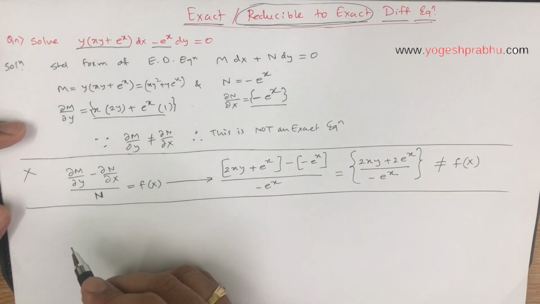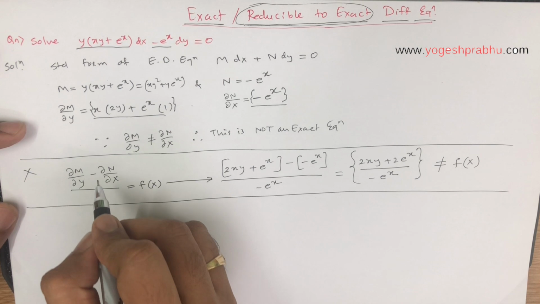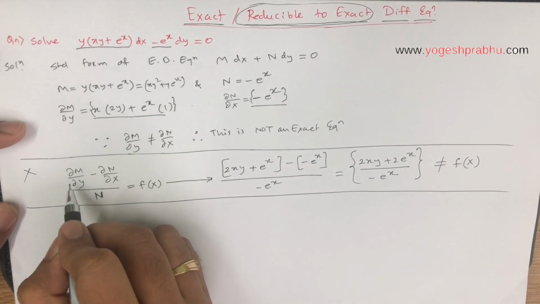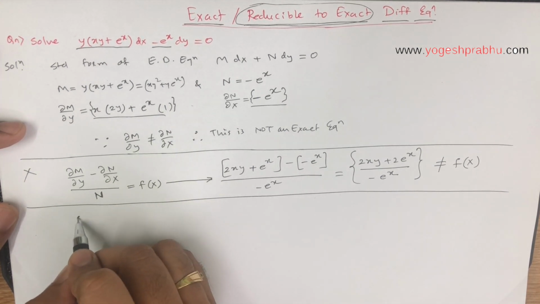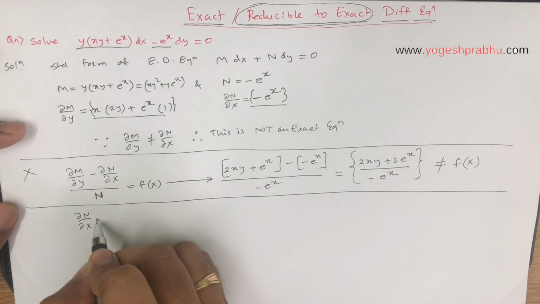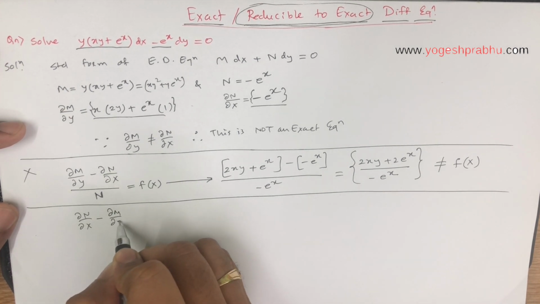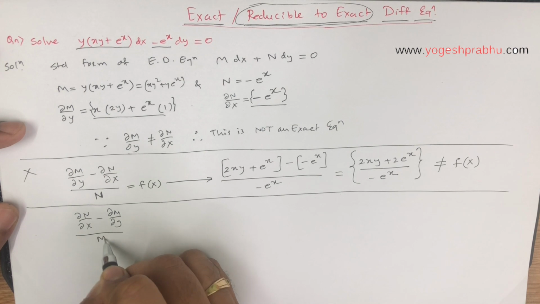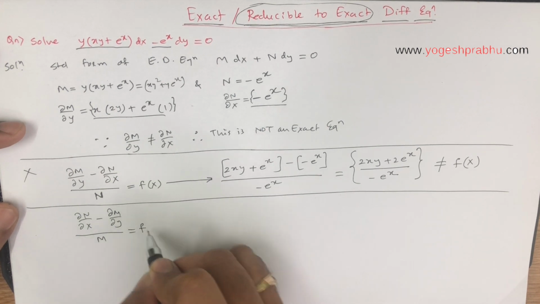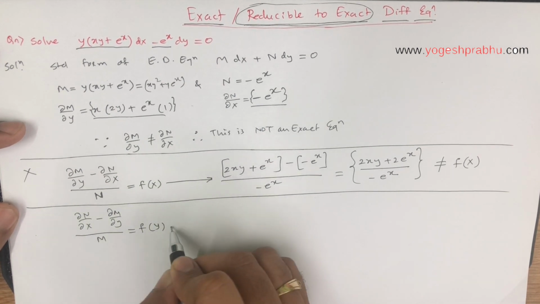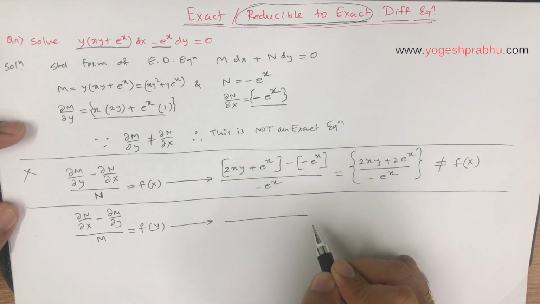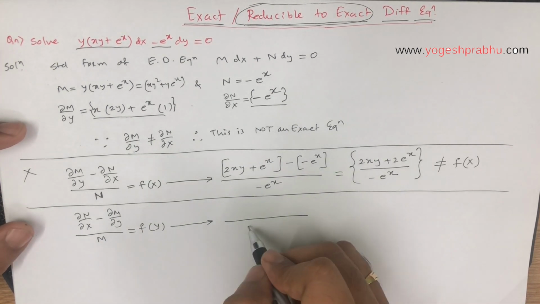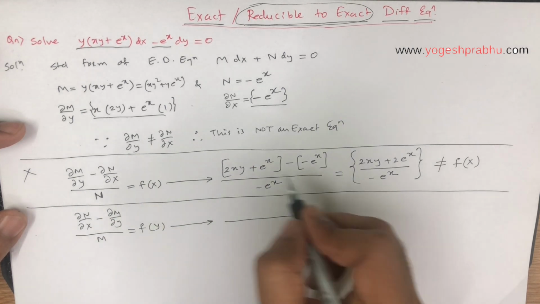Okay, so we will try another one. Now the second rule we have is you just switch these two. So instead of writing dou M by dou y minus dou N by dou x, you write dou N by dou x minus dou M by dou y, and now in this case it is divided by M, and now you want this to be a function of y. Now let us see what happens here. It is just something that you try and see if it is working. So we just have to switch these values.